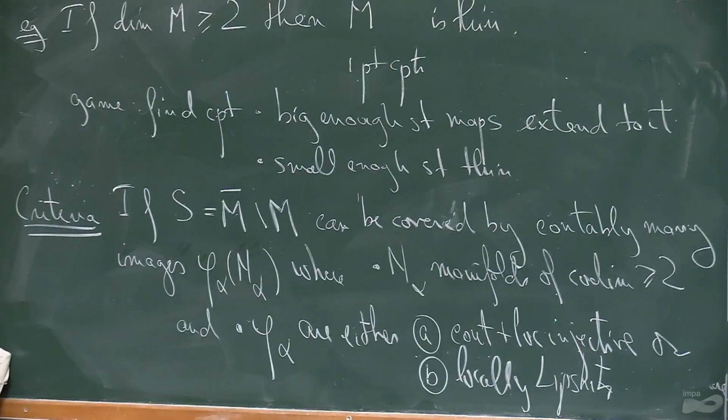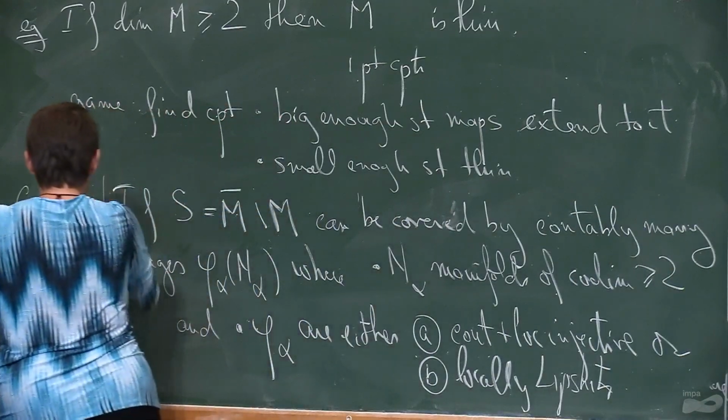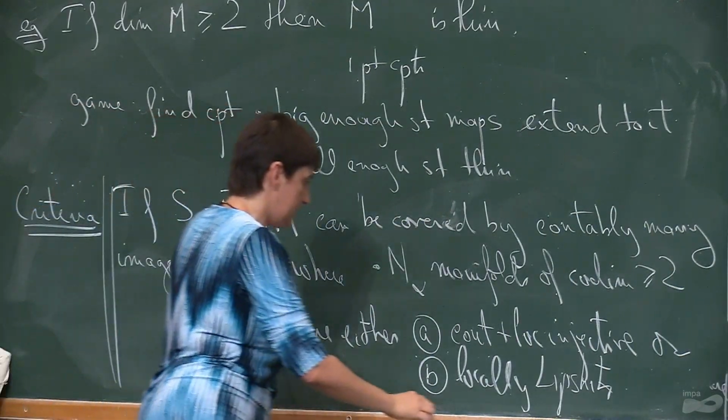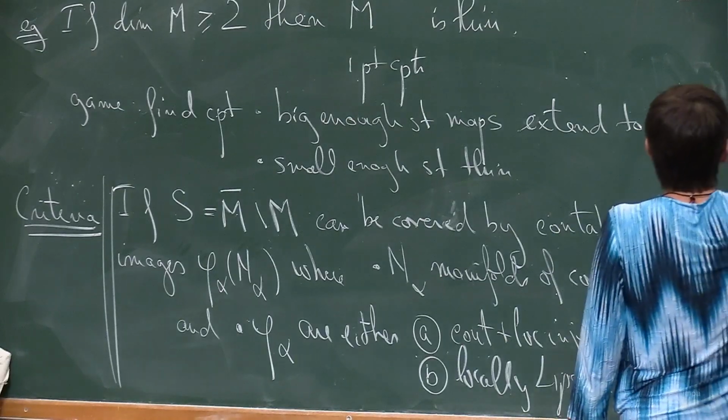So that means the compactification is thin. Okay. So that's a very useful criterion. And most of the examples we know fit into one of these categories. Let me give you one example.